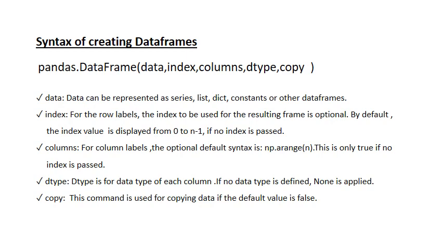Next one is dtype. Dtype is for the data type of each column. If no data type is defined, none is applied. Last argument is copy. This command is used for copying data if the default value is false.